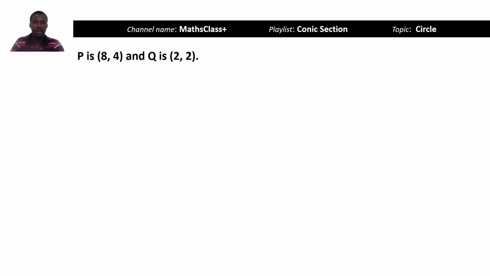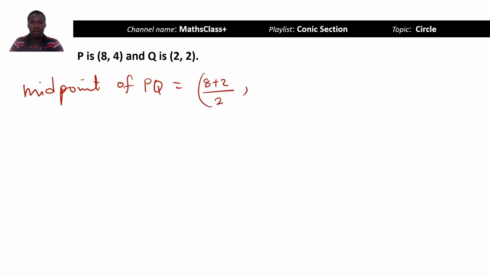the second method using the same points, is to find the midpoint of PQ. So midpoint of PQ, that will be (8 plus 2) divided by 2, and then (4 plus 2) also divided by 2. So the midpoint will be (5, 3).